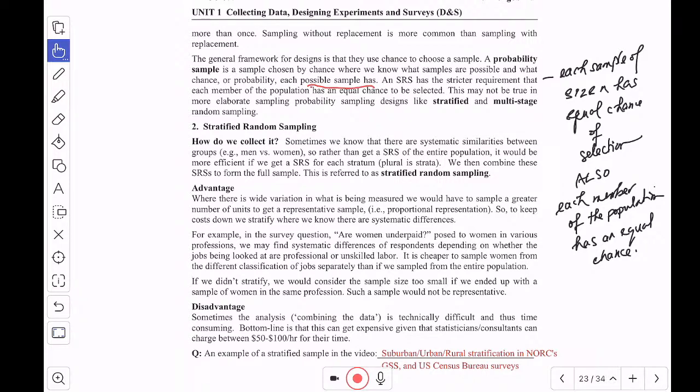And now I want to talk about the difference between stratified and what's called multi-stage samples.